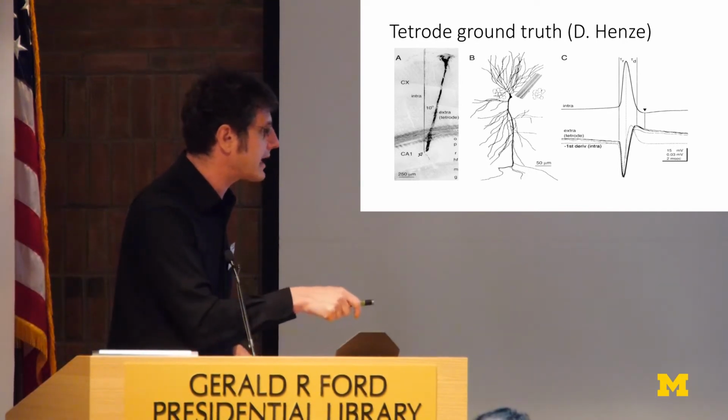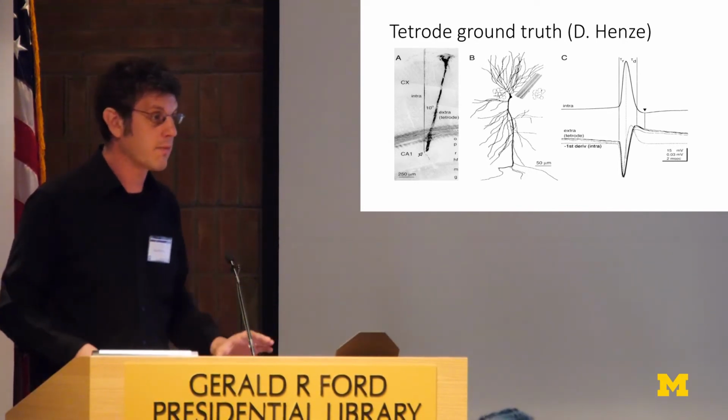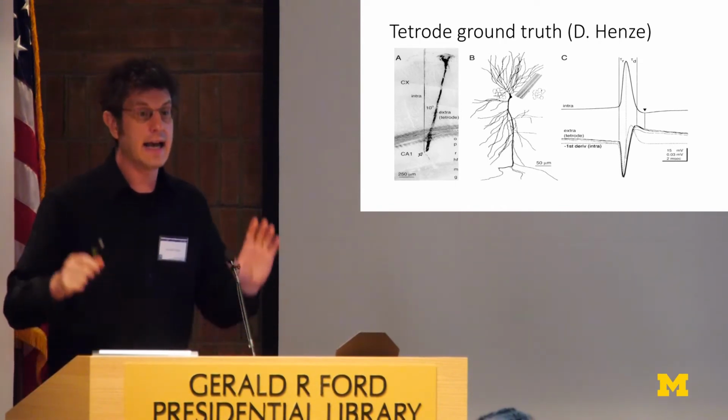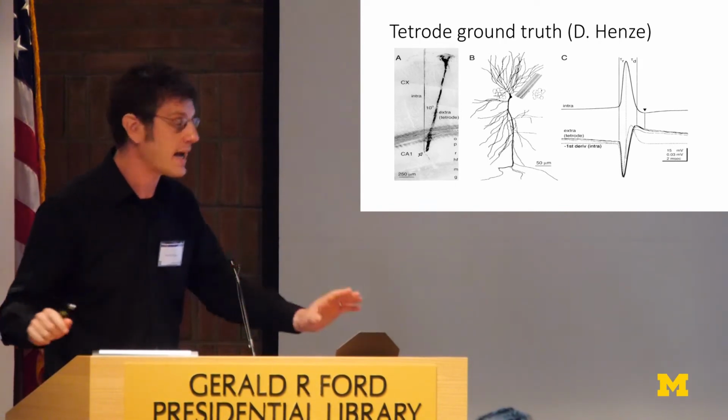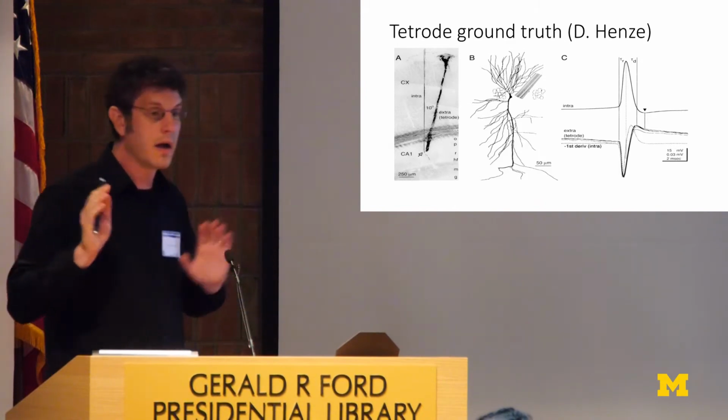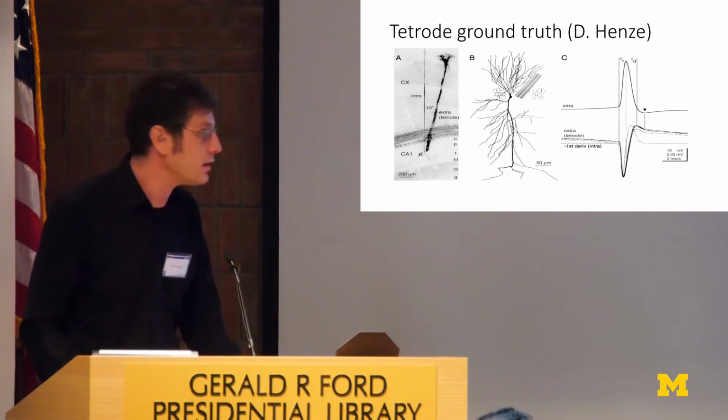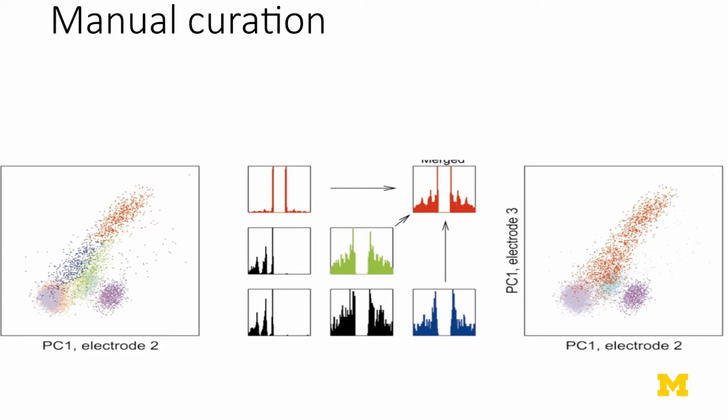Here we see the intracellular potential and the extracellular potential recorded on the tetrode. And the thing about this is it's ground truth. You really knew exactly when the cell fired because the intracellular waveform had no question. So we could use this to calibrate the system. And it shows the importance of manual curation.